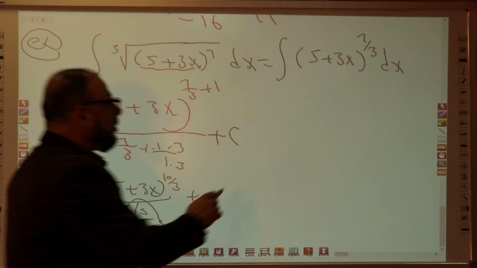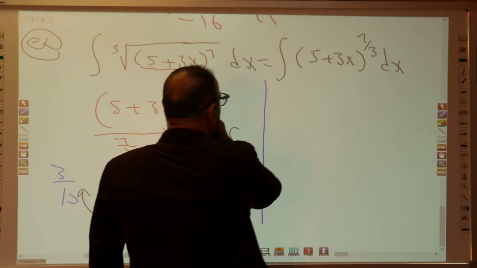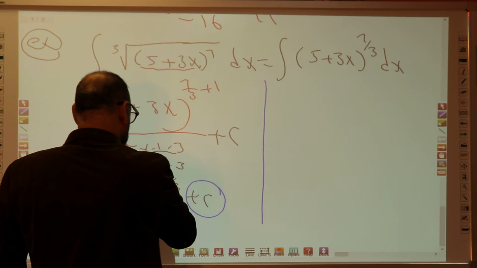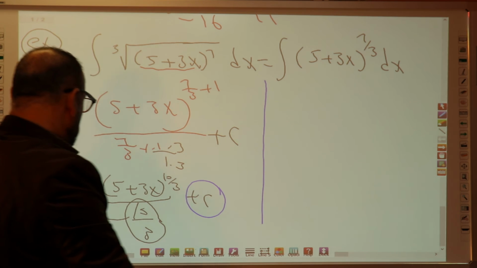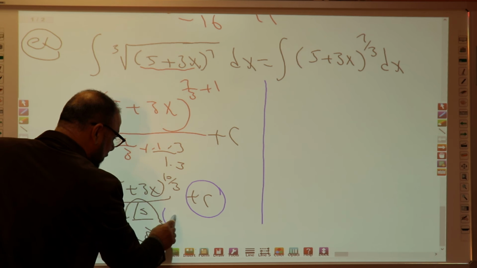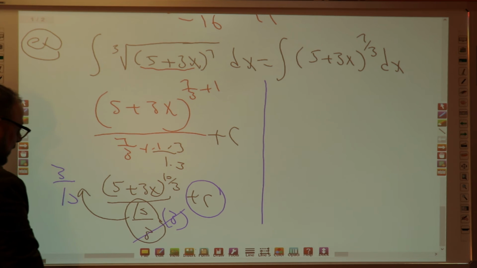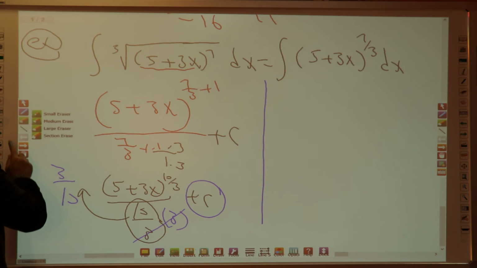Good. Now look, the way I told you about. But you forgot a plus C. Exponent 10 over 3. Did you bring the exponent times 3? No, it's the coefficient, the derivative. Yes, the derivative. The 3 cancels with the 3, then there's no 3 here.